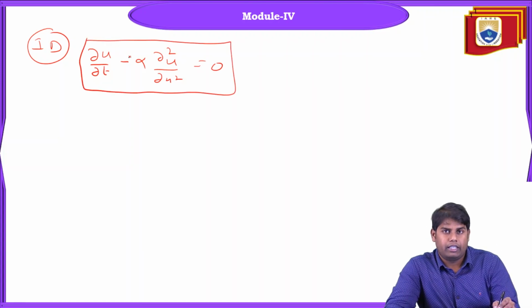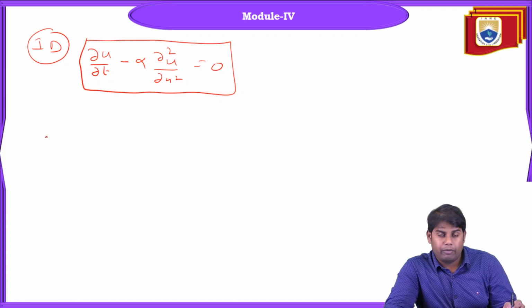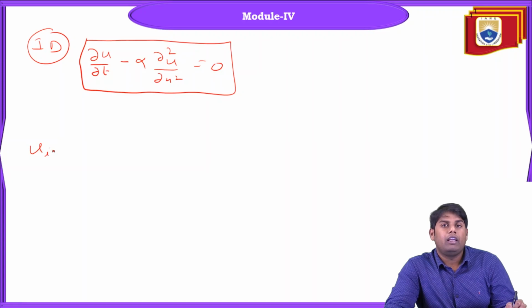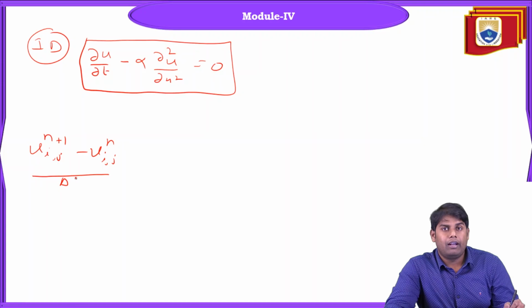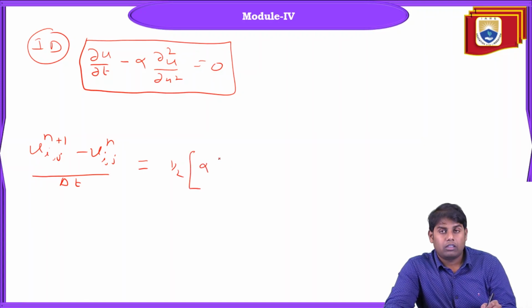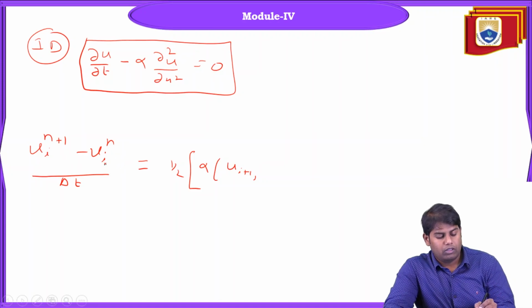For this equation, let's apply the Crank-Nicolson technique. We solve this equation in such a way that it is half explicit, half implicit. u of i to the power of n plus 1 minus u of i to the power of n, divided by delta t, is equal to, with a correction factor, half of alpha into u of i plus 1 minus 2u of i to the power of n plus u of i minus 1 to the power of n, divided by delta x square. Here we don't need j because it is 1D.